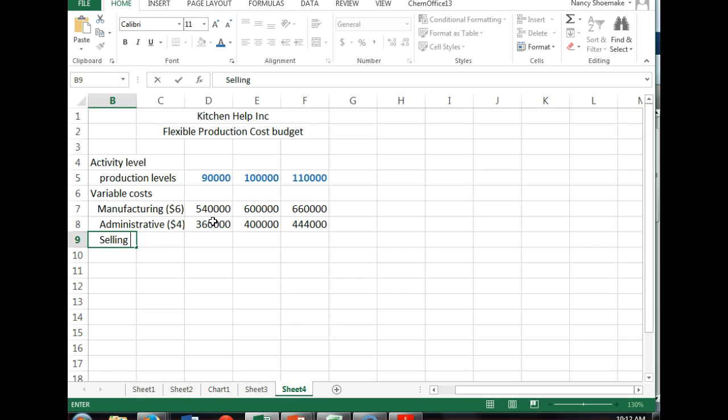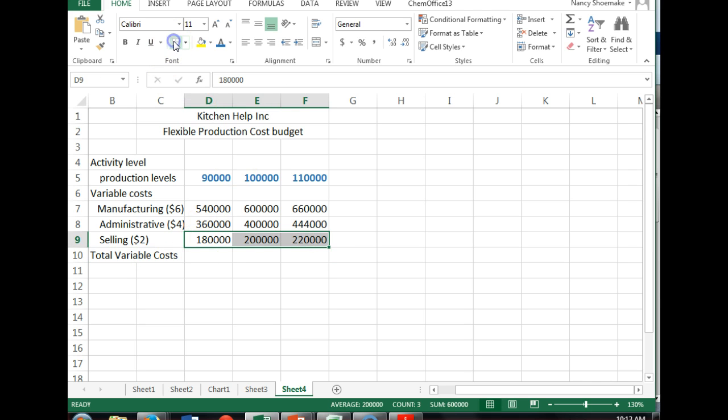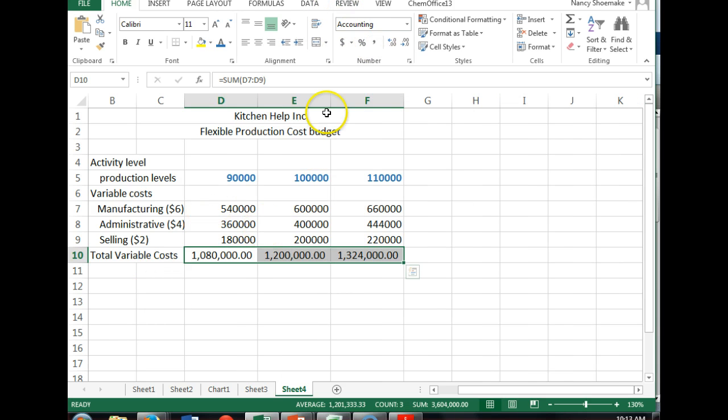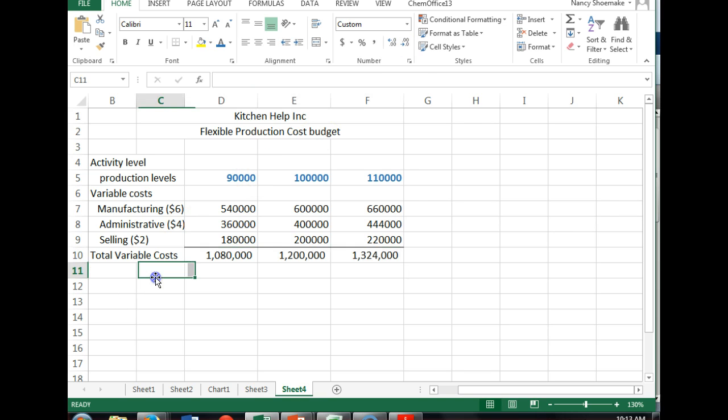And then finally selling at $2: 180,000, 200,000, and 220,000. So we've got total variable costs: 1,080,000, 1,200,000, and 1,320,000. Now our fixed costs are going to remain the same, aren't they?